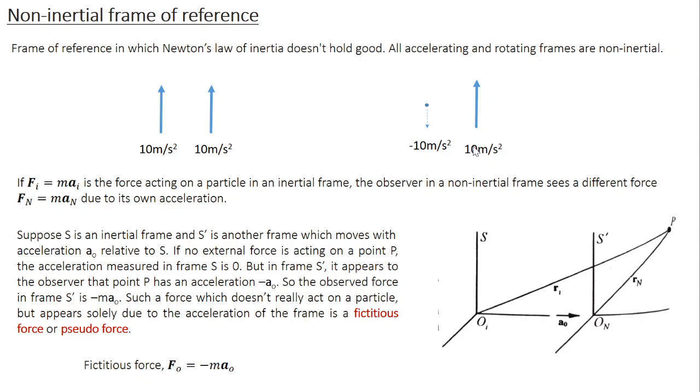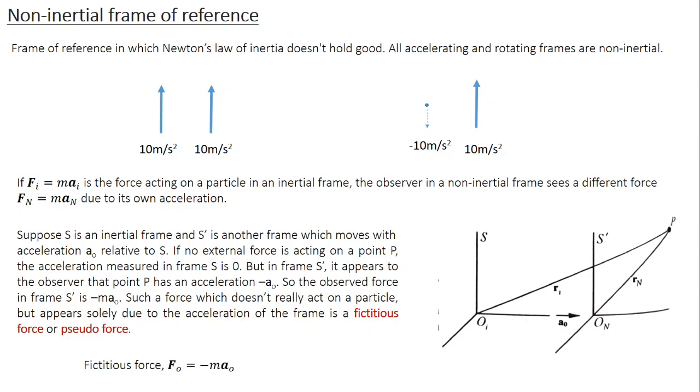So this is similar to the case of a passenger in a moving train. When he looks outside, the trees which are actually standing still appear to be moving in the opposite direction. Same thing here. So to this observer, it appears that the object is moving in the opposite direction with an acceleration minus 10 meters per second squared. So he will conclude that there is a force acting in the downward direction, but in reality there is no force acting. So this is the problem with an accelerated frame or a rotating frame.